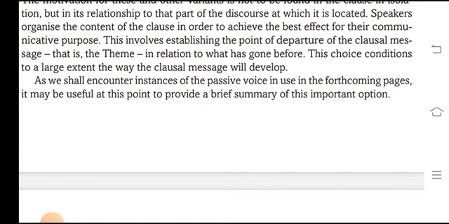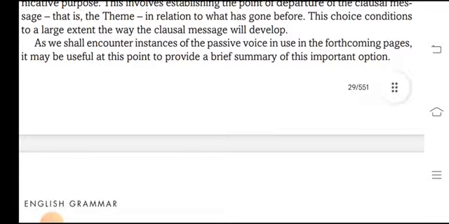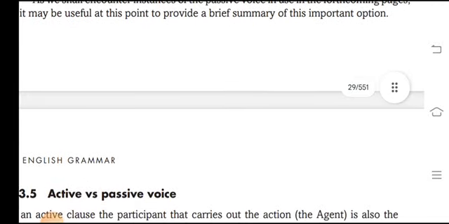As we encounter the passive voice in use in the forthcoming passages, it may be useful at this point to provide a brief summary of these important options.